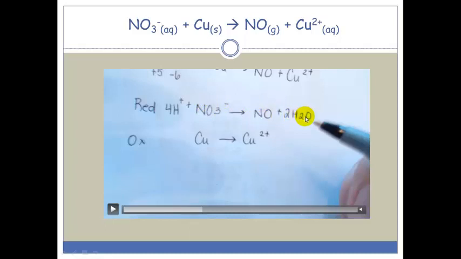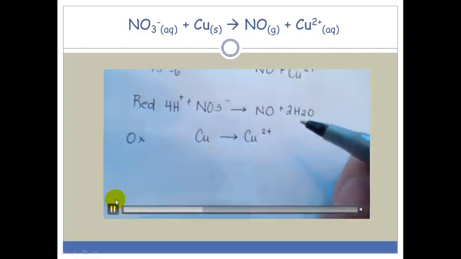So we're going to add 2 waters. Well, now that gives us 4 hydrogens. So we need to go back and add 4 hydrogens to the left by adding H+. The copper was okay because we didn't have any O's or any H's, so we could leave that one alone.